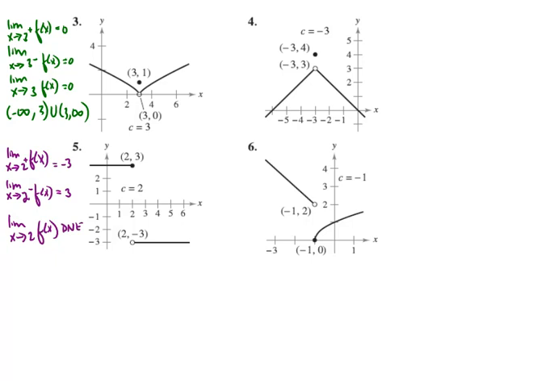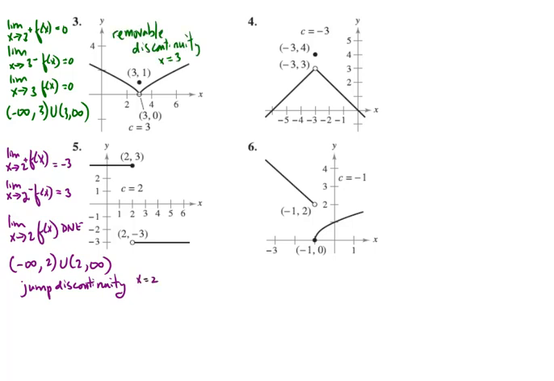Discussing the continuity, the function will be continuous from negative infinity to 2 on an open interval, and from 2 to positive infinity. We can say that that has a jump discontinuity, whereas in problem number 3 there was a removable discontinuity. Okay, I'll scroll down to look at problem number 7.